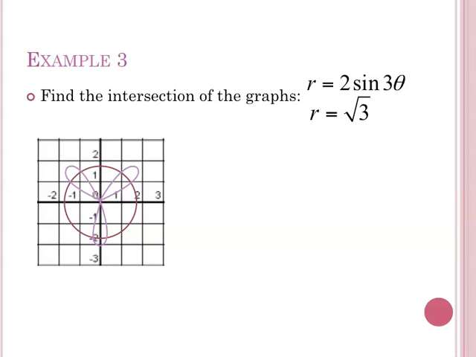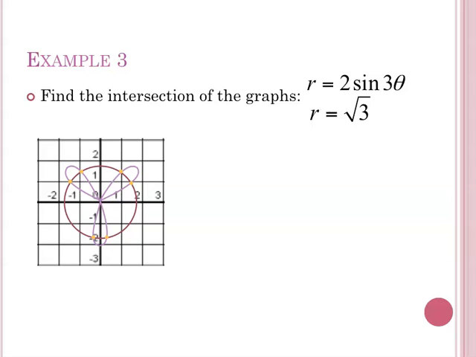Okay, so now let's see where our intersection points are. It looks like we have 1, 2 here in the first quadrant. We have a third one here in the fourth quadrant, a fourth one here, and then 2 more in the second quadrant. Okay, so it looks like we have 6 intersection points to find for this problem.